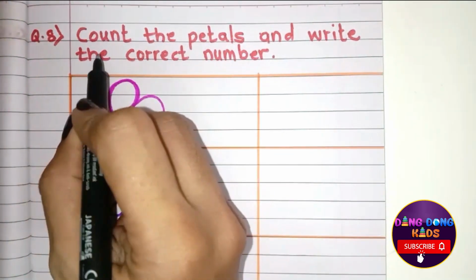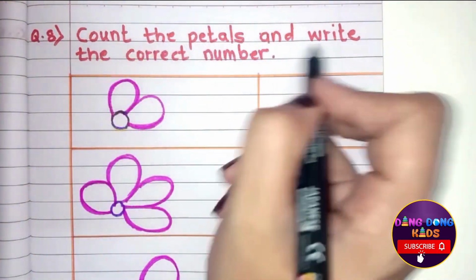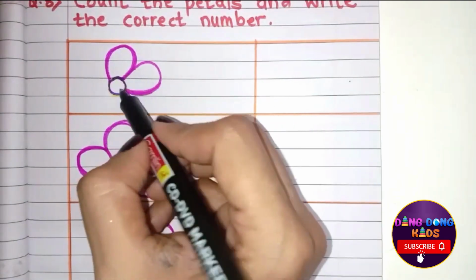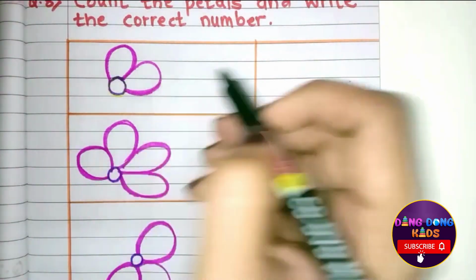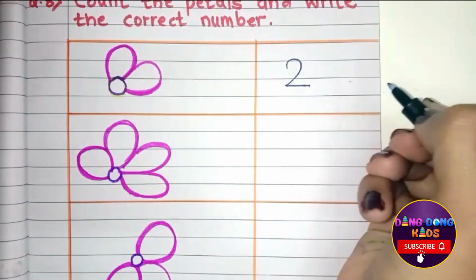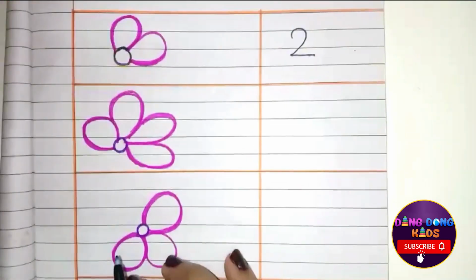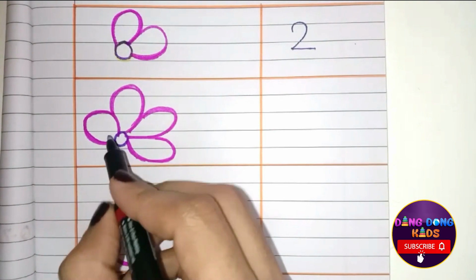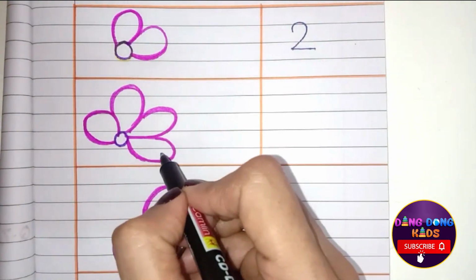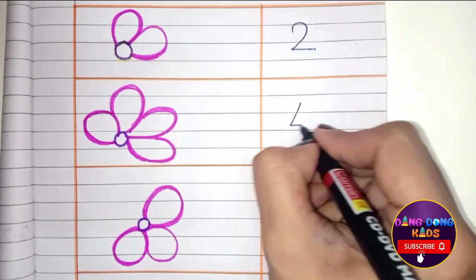Now our last question is count the petals and write the correct number. Let's count the petals. 1, 2. We will write number 2 here. Next, how many petals are there to this flower? 1, 2, 3, 4. Write the number 4.